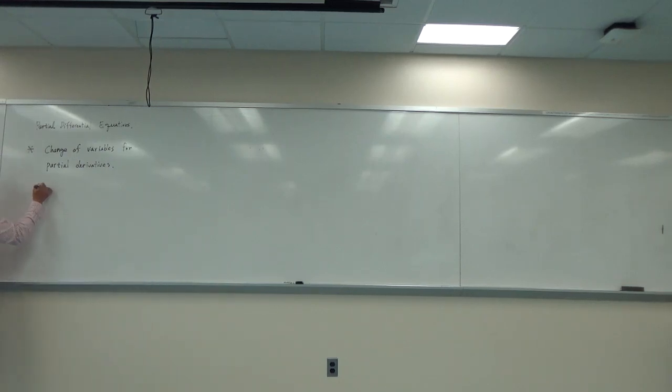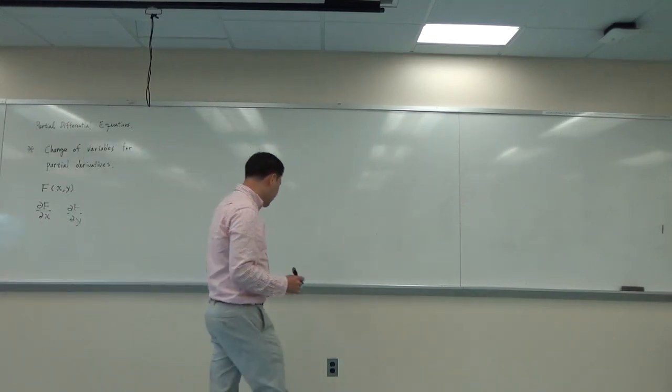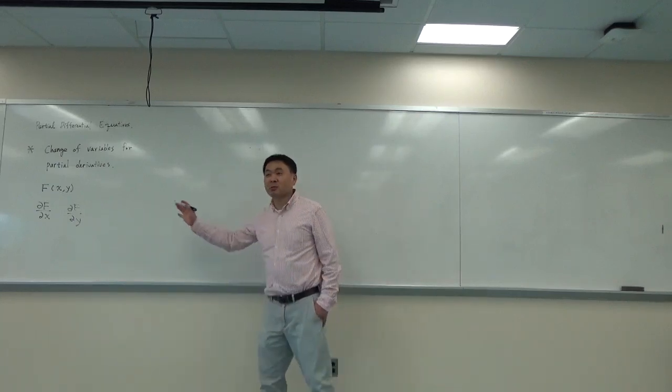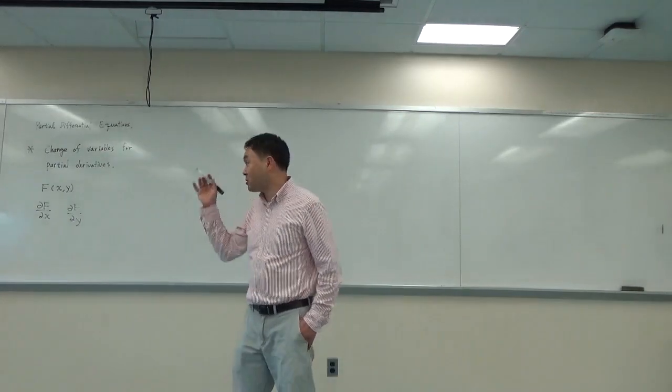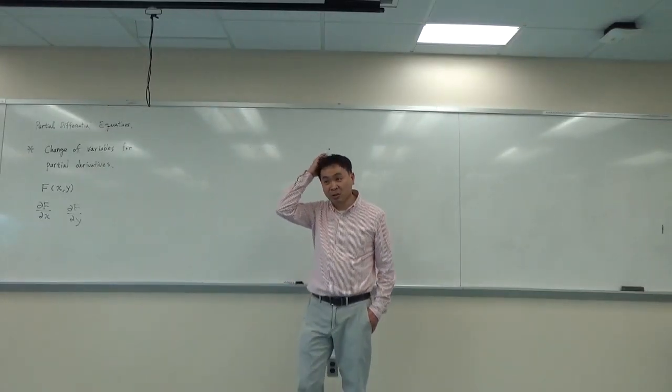Let's say f is a function of x and y, and therefore you can talk about partial derivative of f with respect to x and partial derivative of f with respect to y. Those make sense, right? And I assume that everyone knows how to do these partial derivatives. If I give you the explicit formula, those are not hard.